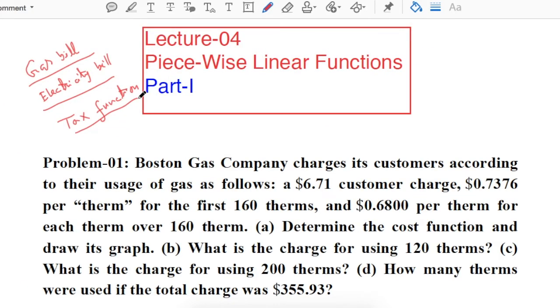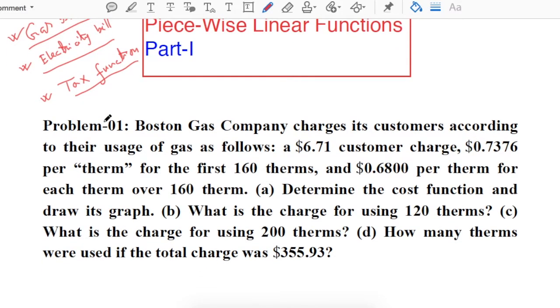So now let's try to understand some business applications related to a piecewise linear function. In real life, when we are calculating a gas bill, electricity bill, or tax function, it is related to piecewise linear functions. In this lecture, I am going to discuss two problems in part 1, which will be related to the gas bill, two other problems in part 2 related to the electricity bill, and two other problems in part 3, related to tax function.